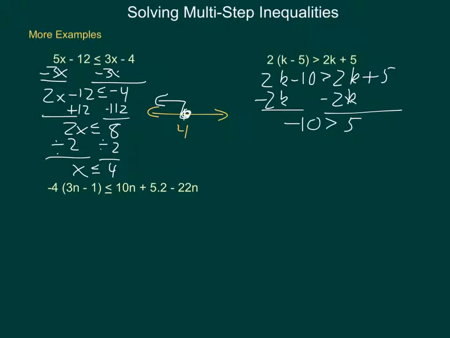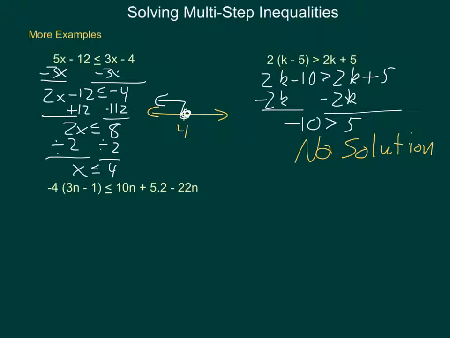So now we have to take a look. We had this situation when we were solving equations, and if the numbers weren't the same, there was no solution. But here we have to look at the direction of the inequality. Is negative 10 greater than a positive 5, since I have no variables involved? And the answer here is no. No negative number will ever be greater than a positive number. So, in this case, we have no solution. And we just put that down and move on.